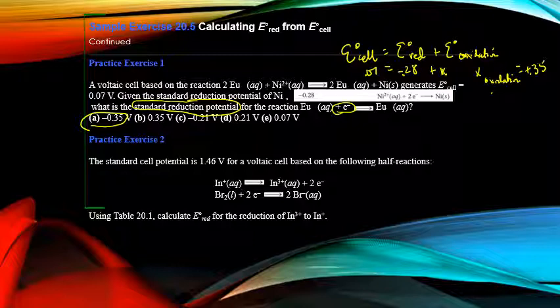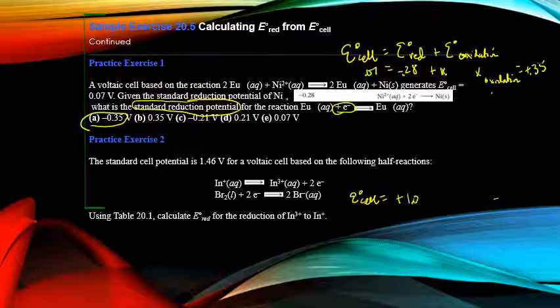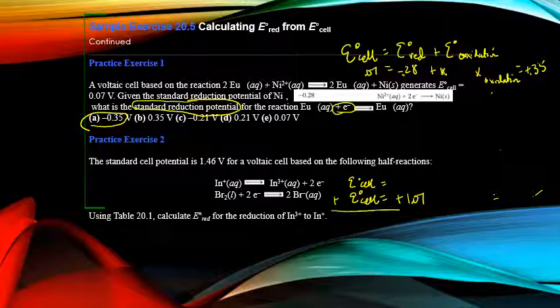So if we look at the table, the bromine plus the 2 electrons forming the 2 bromide ions has an E cell value equal to a positive 1.07. So now in this particular situation, because it's looking for the indium to be the reverse reaction, in this forward direction here where the indium is an oxidation reaction, I know that when I add these two half cells together, it has to equal a positive 1.46 volts.